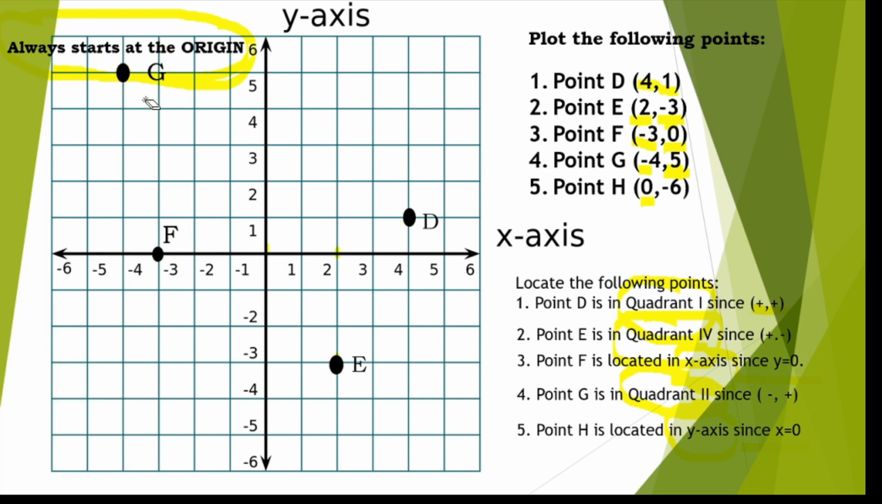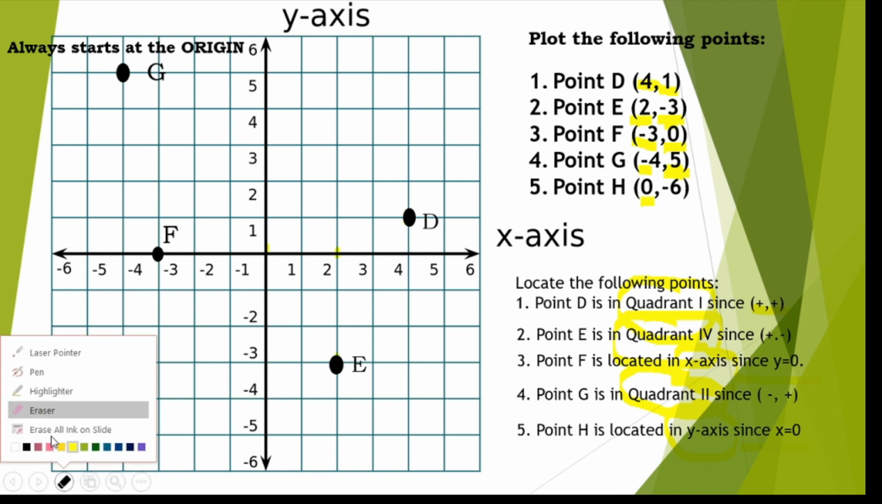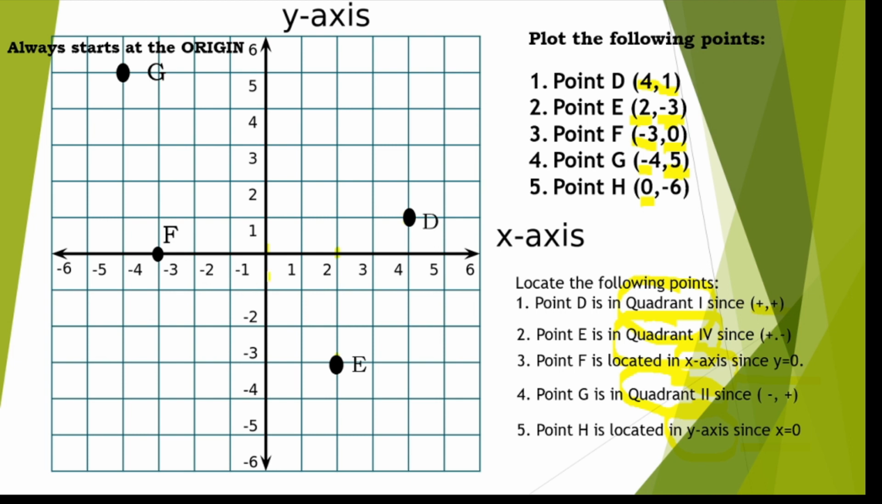Again, we are going to start at the origin. Then we are going to move how many units to the right? 0. How many units to the left? 0. It means that we are going to stay here. We are not going to move to the right or to the left since the value of x is 0.